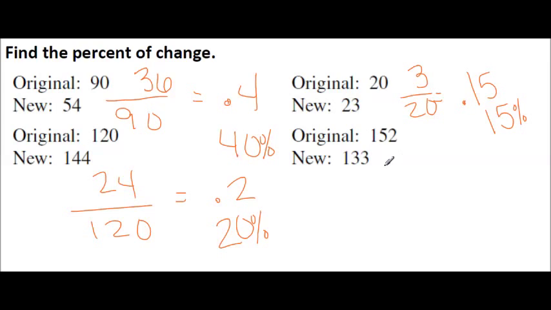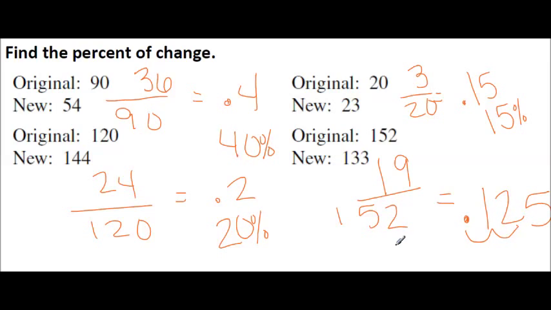Subtract again, and I get 19. Original number was 152. This one's a little different. I get 0.125. I still only move the decimal 2 places, so my final percent change is 12.5%. Makes that pretty easy.